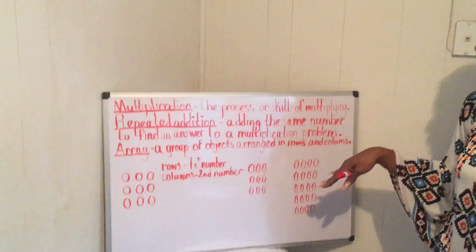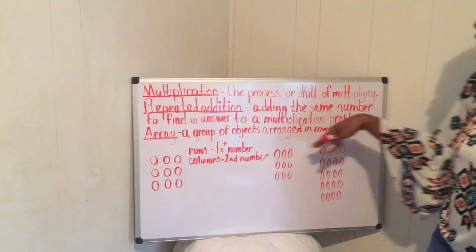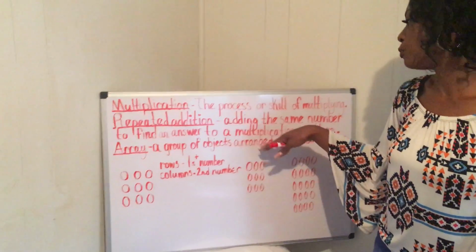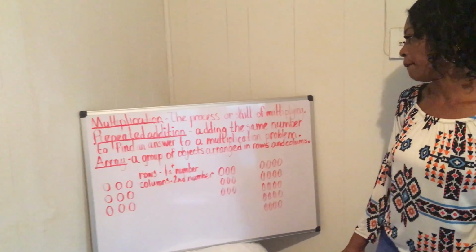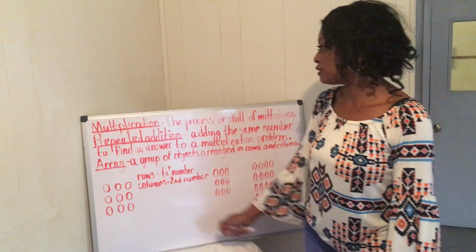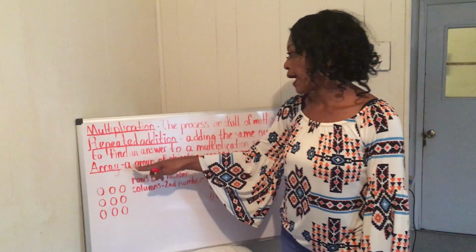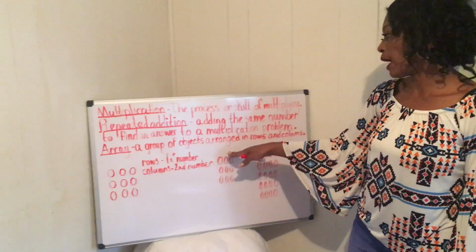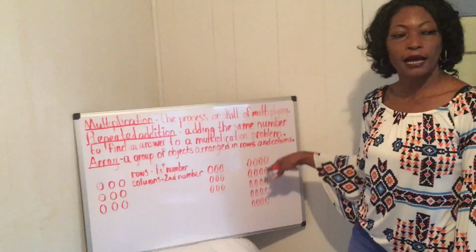Let's look at repeated addition. Repeated addition is adding the same number to find an answer to a multiplication problem, okay? And I want to take a look at the definition of an array. A group of objects arranged in rows and columns.